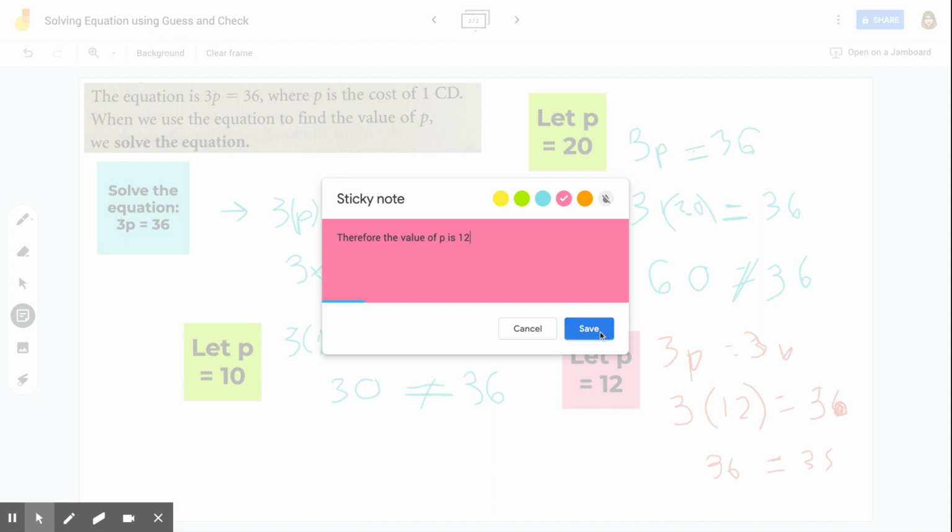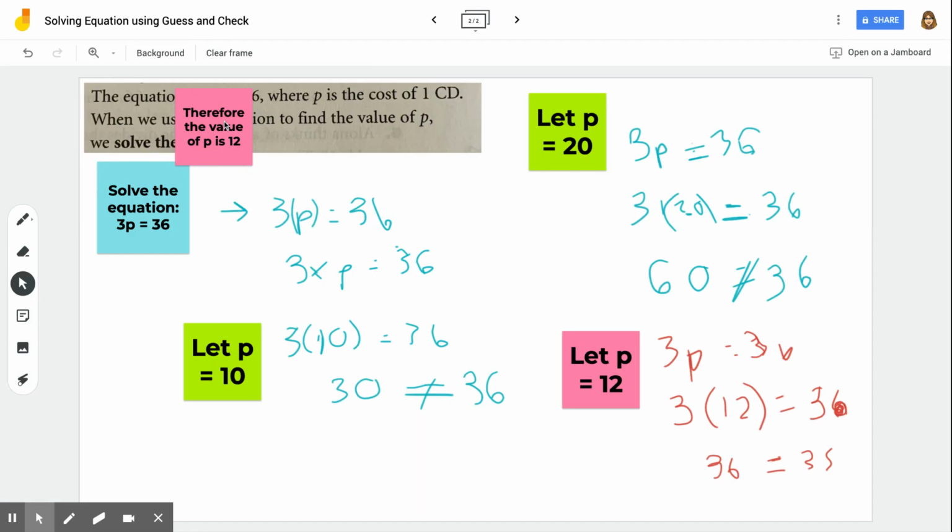And that, grade 7, is how you can be using a guess and check method for your left side to equal your right side. Hope this helps.